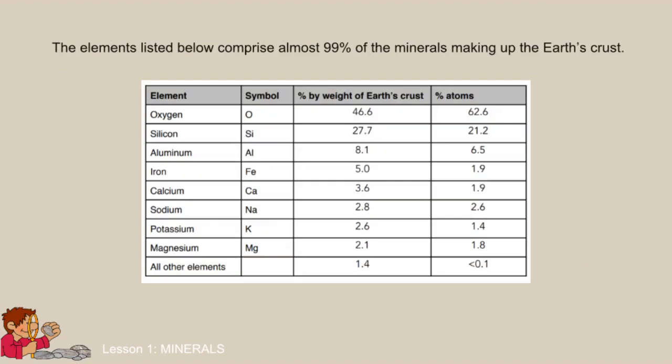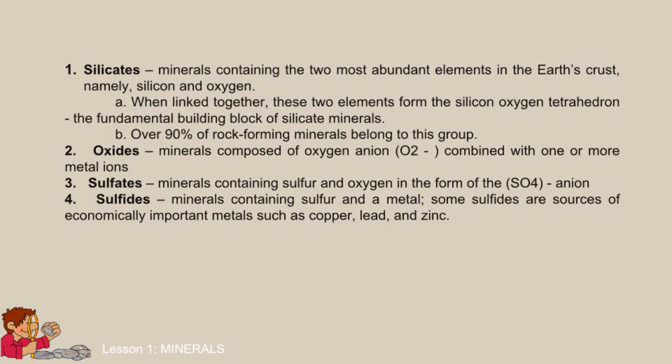The elements listed below comprise almost 99% of the minerals making up the Earth's crust. Namely, oxygen, silicon, aluminum, iron, calcium, sodium, potassium, magnesium, and all the other elements. Silicates are minerals containing the 2 most abundant elements in the Earth's crust, namely, silicon and oxygen. When linked together, these 2 elements form the silicon-oxygen tetrahedron, the fundamental building block of silicate minerals. Over 90% of rock-forming minerals belong to this group.